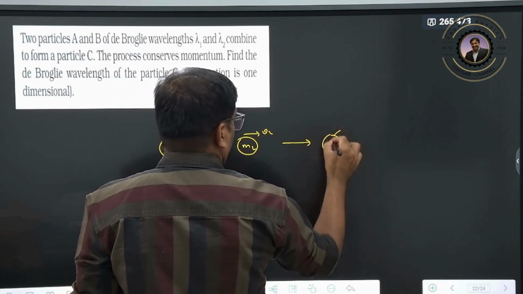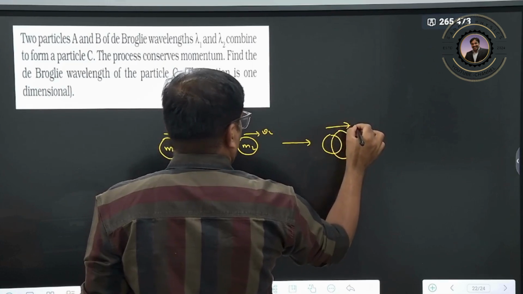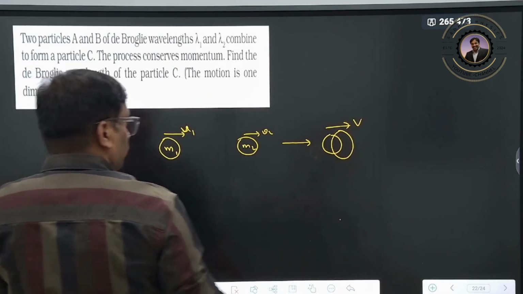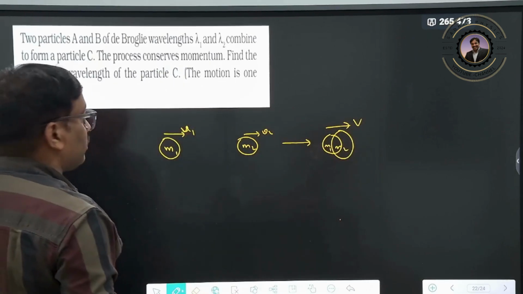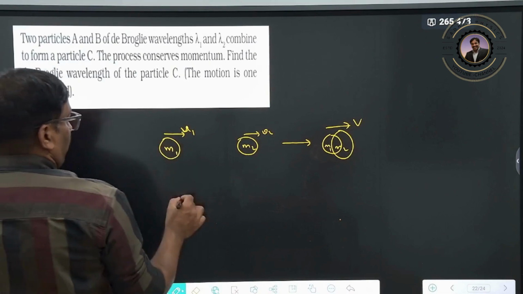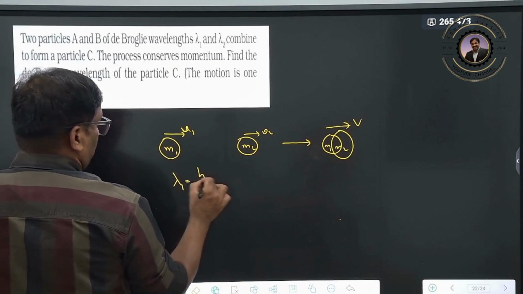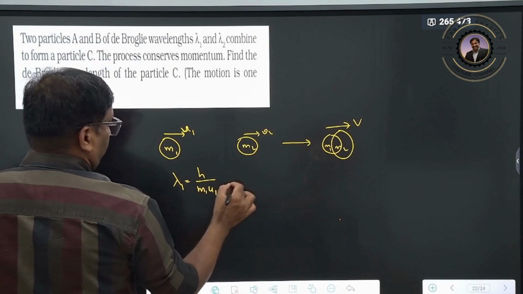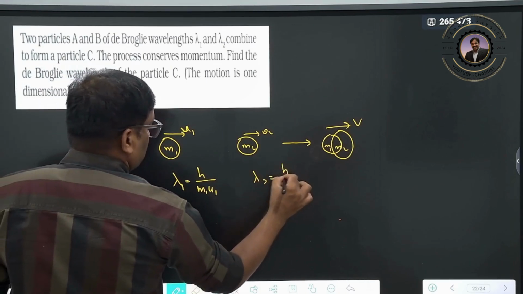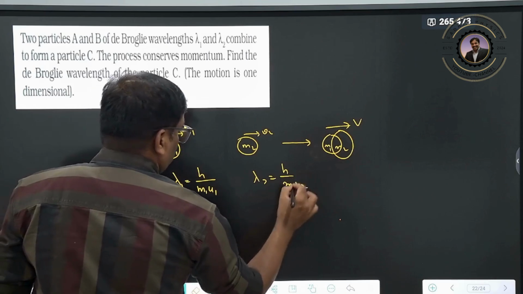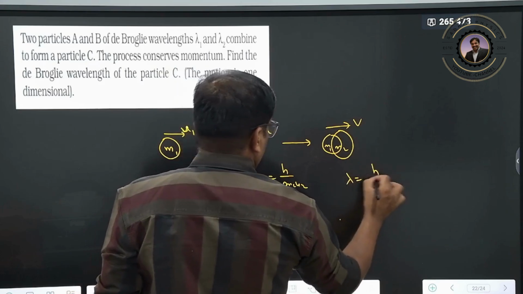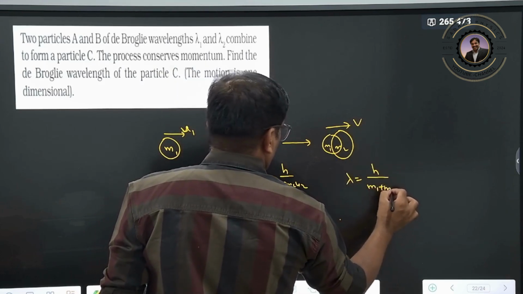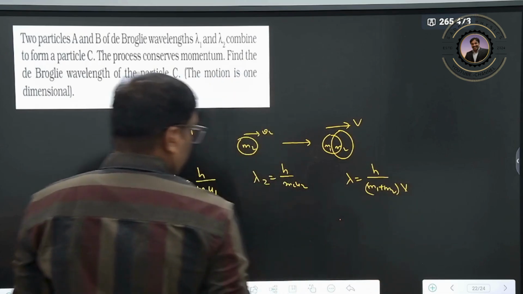So therefore it will be forming a single particle, going with a common velocity. This is mass M1 plus M2. Clear? This is having de Broglie wavelength lambda 1 equal to H by M1 U1. This is having de Broglie wavelength H by M2 U2. So this is having de Broglie wavelength lambda equal to H by M1 plus M2 into V.